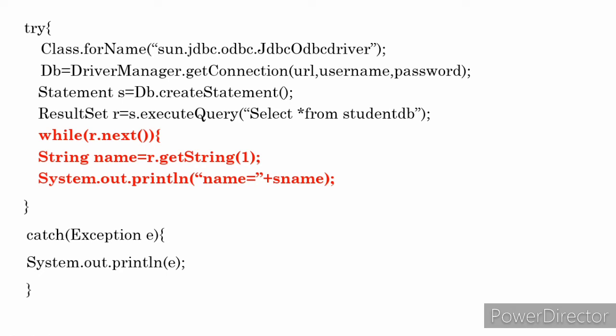For making an iterative process, I am using a while loop here. In a student database, the first column will be the student name. To access that, I am using this string name variable, in which I am storing the student name. r.getString(1): 1 means column number 1. What is column number 1 in a student database? For example, S name.